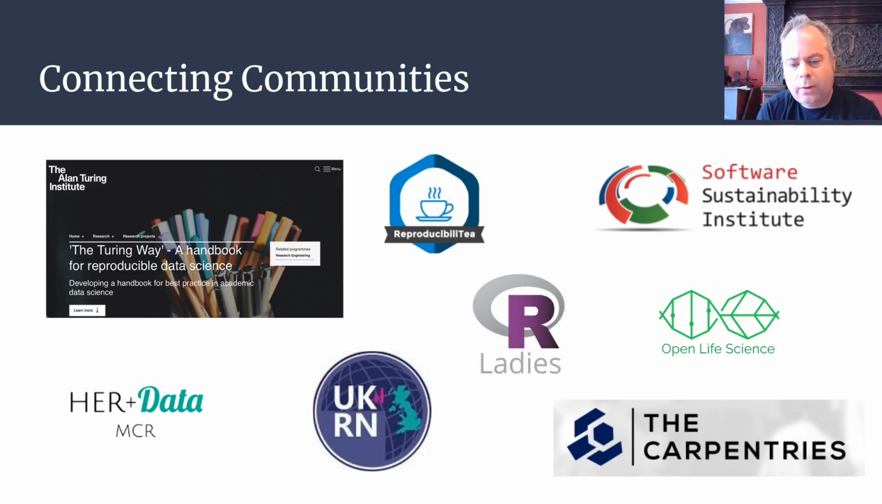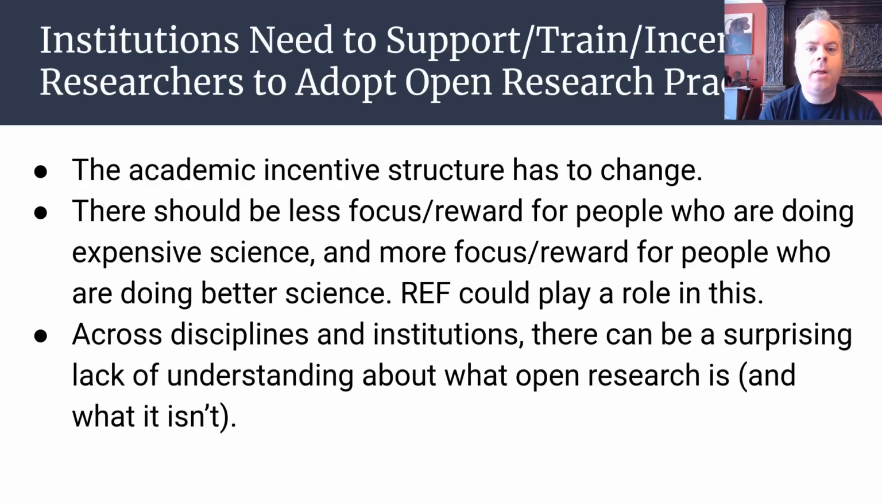So, this is a whole bunch of communities, a network of communities that at their core are concerned about doing research in a better and more reproducible manner. But it's important that institutions get on board. They're starting to. Institutions really need to support researchers who are wanting to adopt open research practices in their own workflows. There are a number of things that have to happen for that to gain traction.